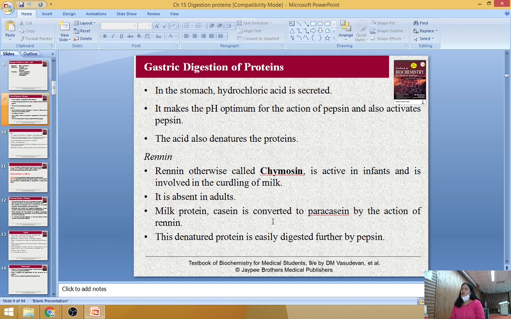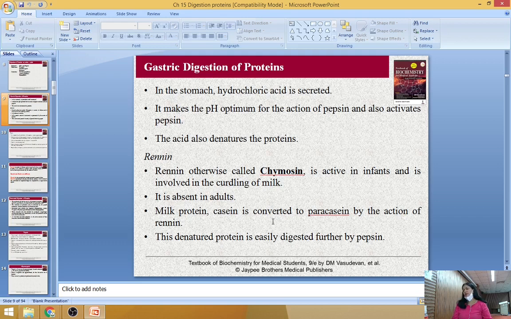Now there has to be a stimulus for secretion of hydrochloric acid in the gastric juice. What are the stimuli? You can note it down. The stimuli for secretion of hydrochloric acid in the gastric juice are acetylcholine, histamine, and gastrin.